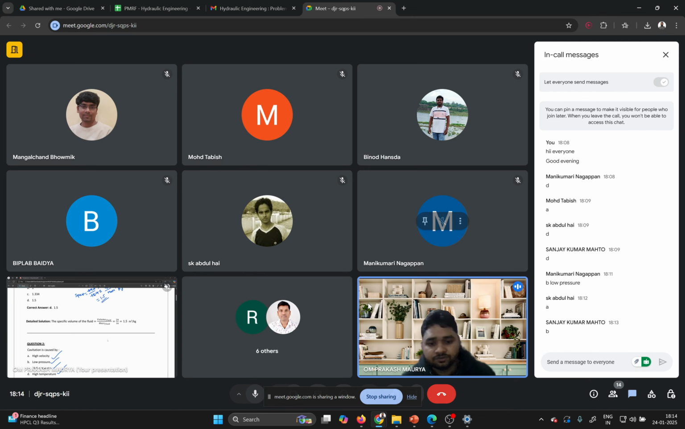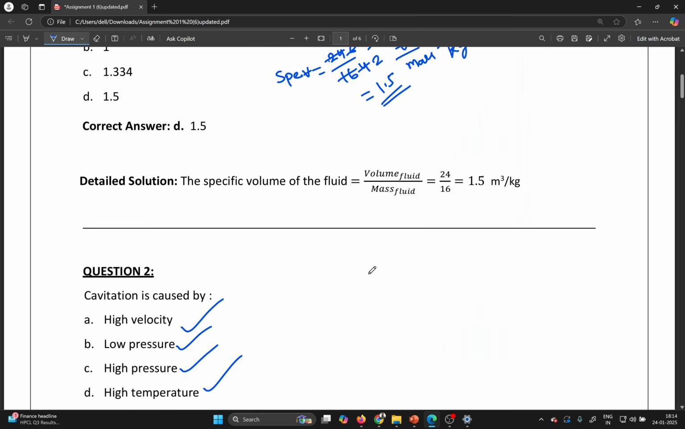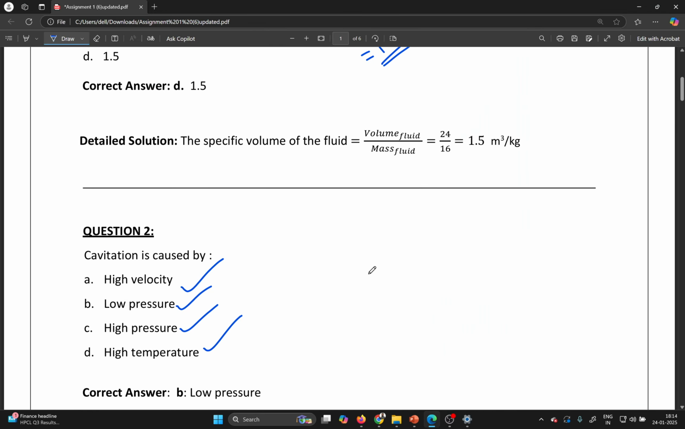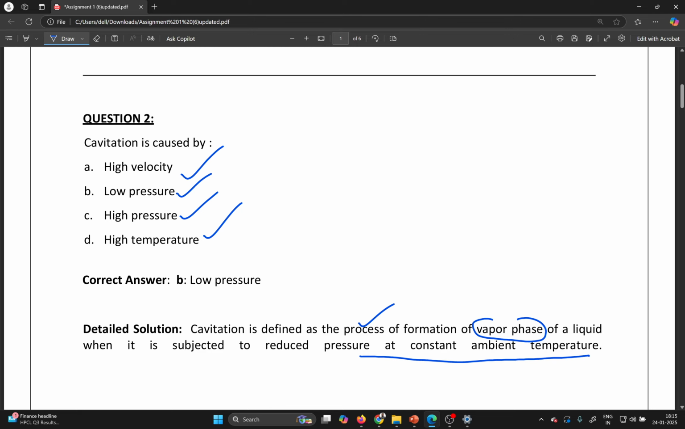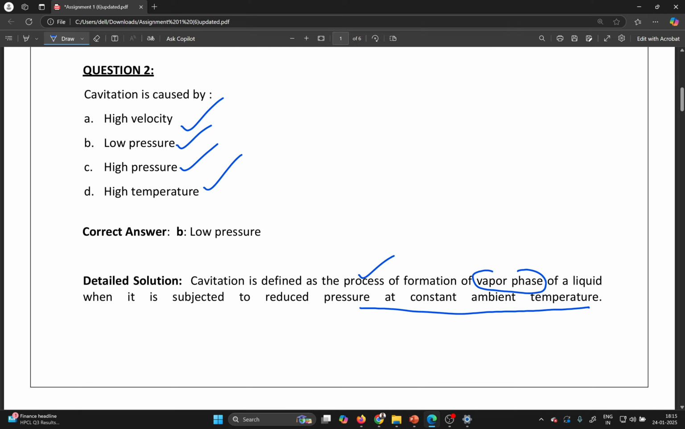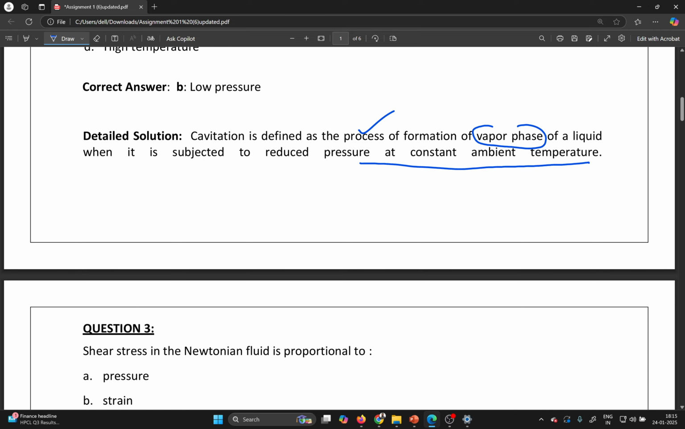Okay, so your next question is about low pressure, and here some explanation is given. Cavitation is defined as the process of formation of the vapor phase of a liquid when it is subjected to reduced pressure at constant ambient temperature. So this is a definition. Now we'll move to question number 3.